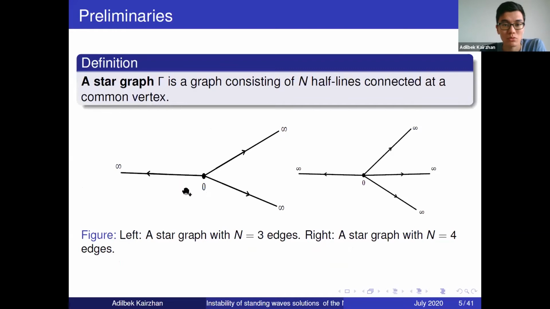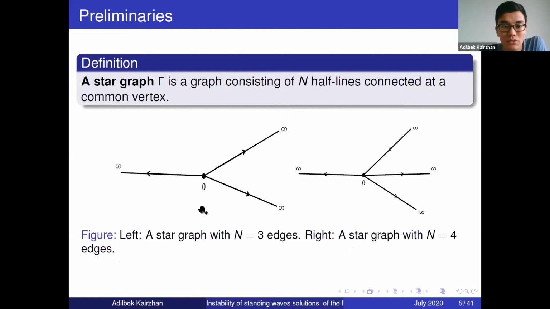This type of model, with free edges, motivates us to consider so-called star graphs. It's a graph which consists of n half-lines connected at a common vertex. And here we've been working with half-lines only, so each of the branches is a half-line and has infinite length.